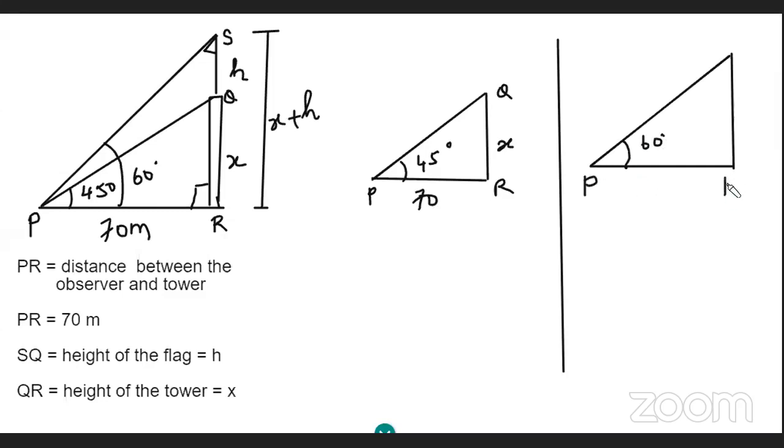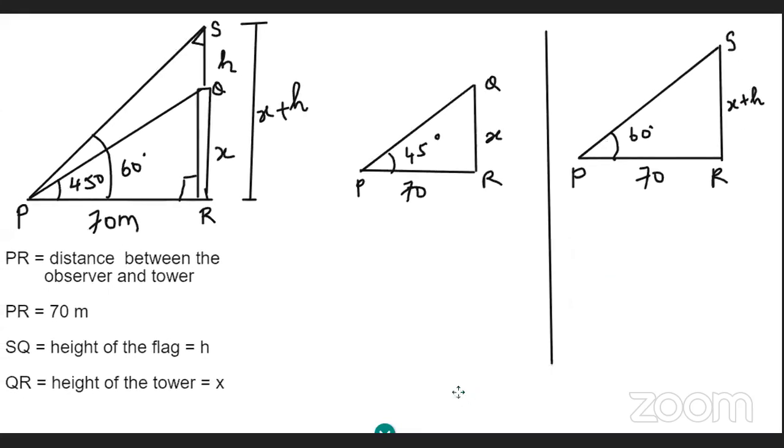Then you have this as 60. Again, PR, which is 70. But right now, for 60 degree, it's SR. If you can see my pen moving, this is the bigger triangle, which is going from PSR. So what is the height of SR? It's x plus h, right?